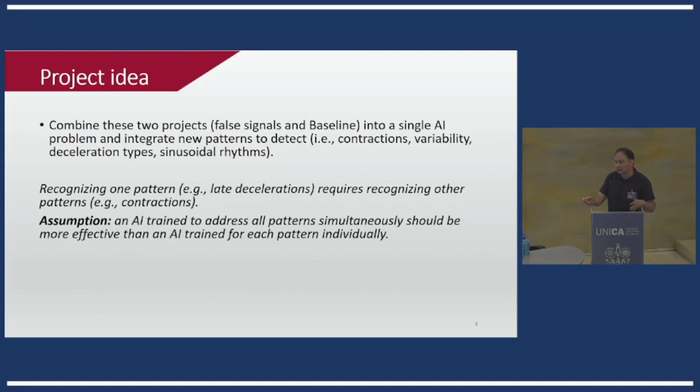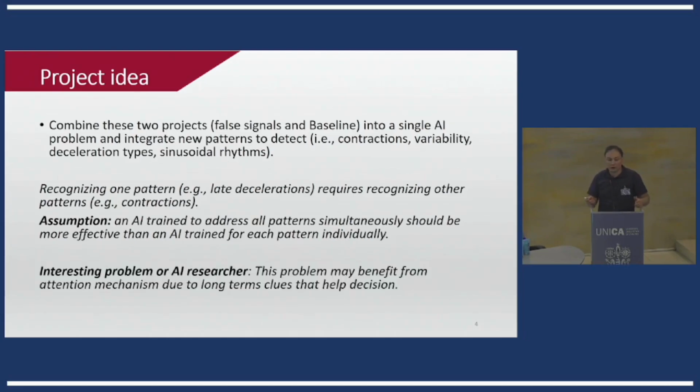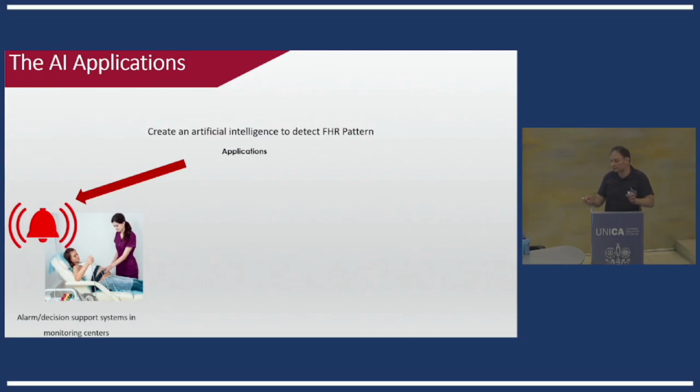detect. The idea is that for an AI, if you train it to recognize each pattern individually, you may be less performant compared to an AI which recognizes all patterns at the same time, because there is interdependence between patterns. For AI researchers, I think it would be a very interesting problem because if we formulate the problem like that, there are a lot of long-term features which have to be detected, and it may be required to use attention mechanisms, and this can be challenging for AI researchers.